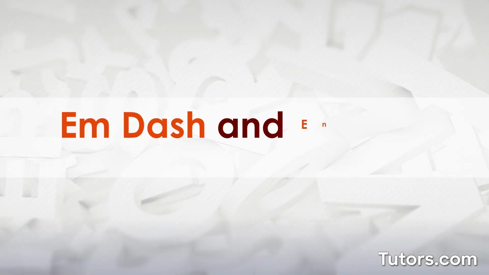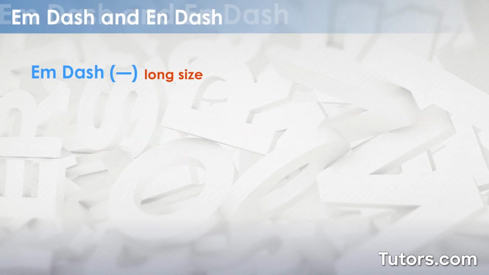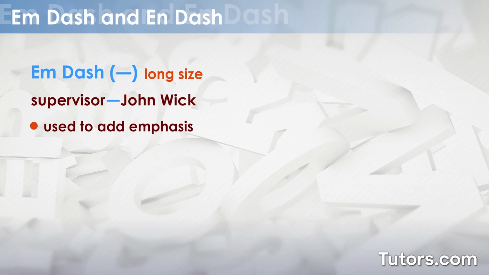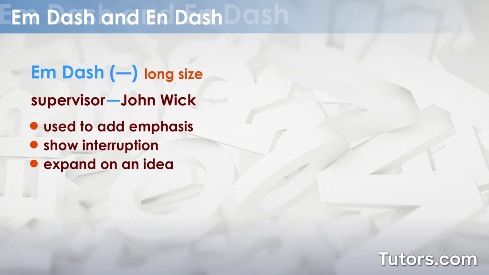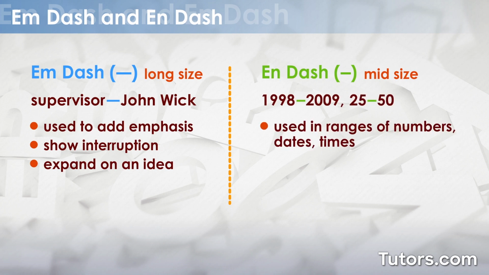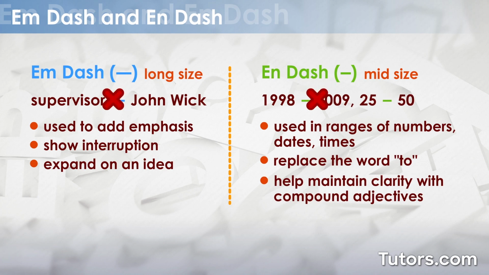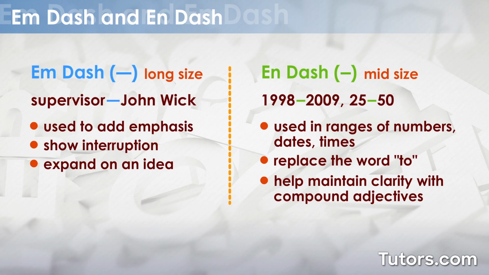Em dash and en dash. An em dash is a long dash that sets off a word or clause to add emphasis, indicate an interruption, or expand on an idea. An en dash is a mid-sized dash that indicates ranges in numbers, dates, and times by replacing the word to. It can also help maintain clarity with compound adjectives. Spaces should not be placed before or after an em dash or en dash.